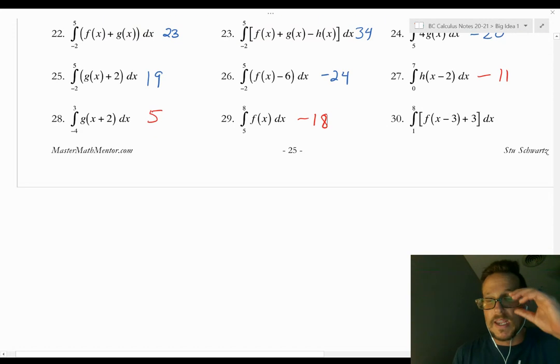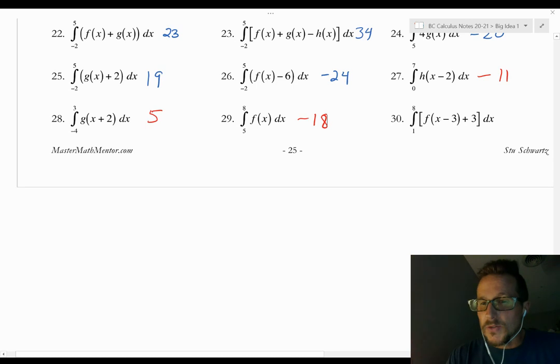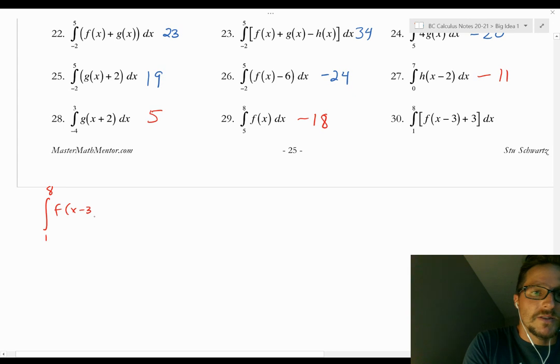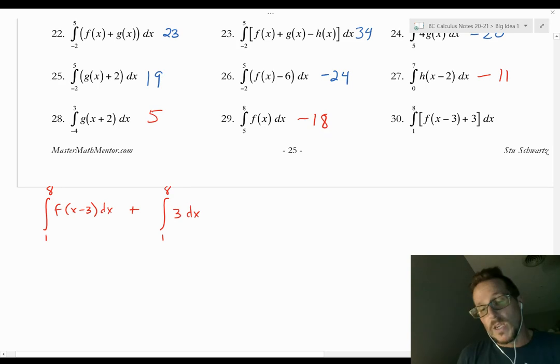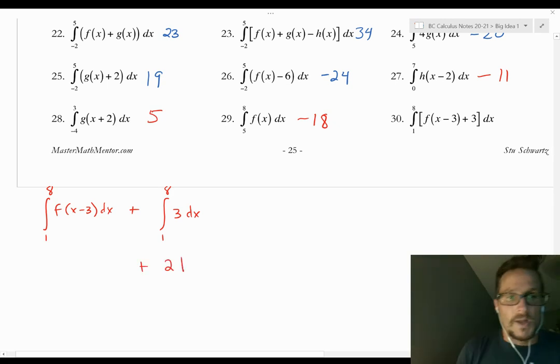Last but not least, we're going to package a bunch of different things together. So get ready. This is it. First thing I see there is a sum of two functions, f and plus 3. So I'm going to split those apart. So the integral from 1 to 8 of f of x minus 3 dx plus the integral from 1 to 8 of 3 dx. Now 1 to 8 of 3 dx, just a rectangle, height of 3, base of 7. The value is going to be 21.